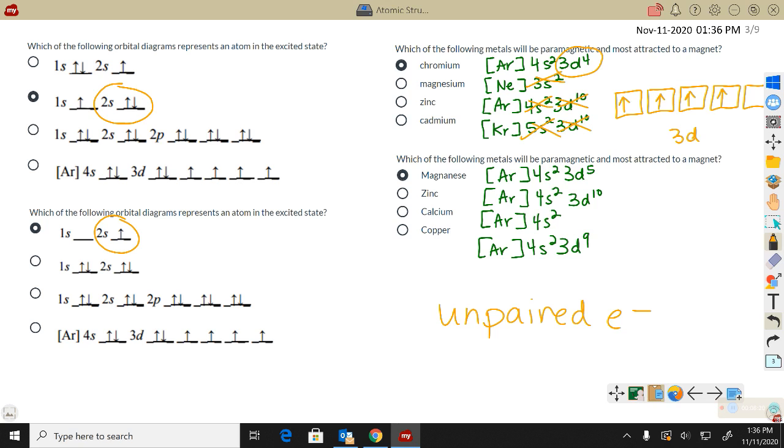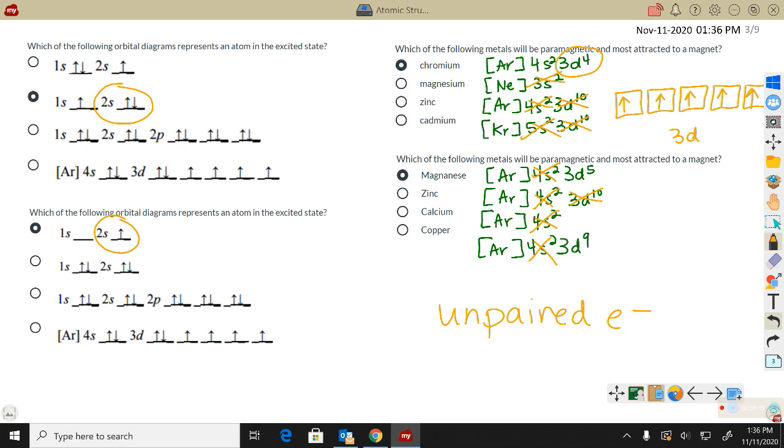Which would be kind of similar with manganese. Manganese would have been the answer to the second question. You would have had one of them. And all of these S's are filled with 2. In zinc, the D is filled with 10. But in manganese, I would have 5 d electrons. And so each electron gets its own orbital.